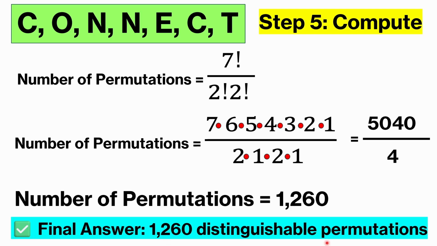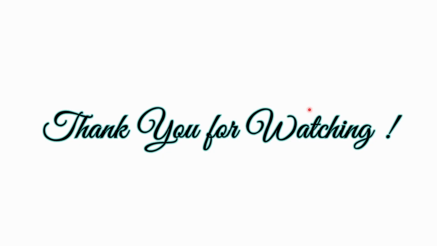So therefore, for the final answer, 1,260 distinguishable permutations.